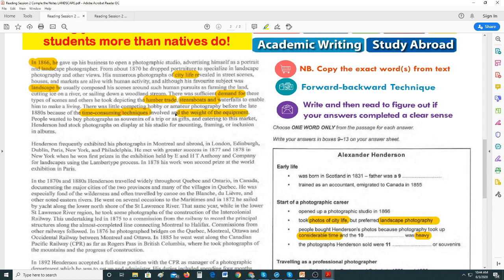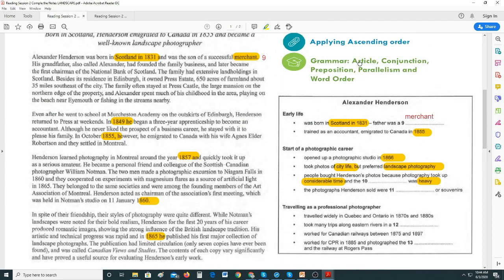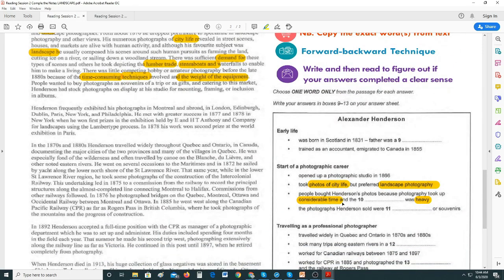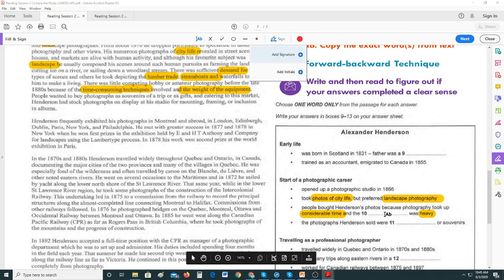See, and I told you that you have to look at some of the grammatical terms here. Article, conjunction here. We need to look at conjunction, meaning that we got and here in the question paper. So this and is the clue. Now, what was heavy? The equipment was heavy, because weight and heavy is the same word, synonym, right? Because they are synonyms, we cannot write weight again here. We have to write the equipment. So let's write equipment here.